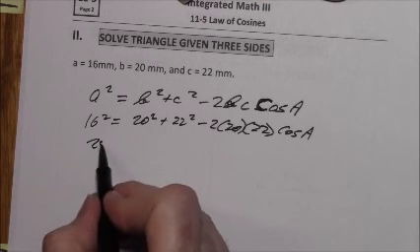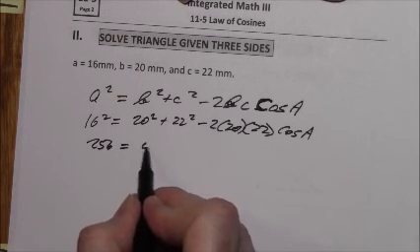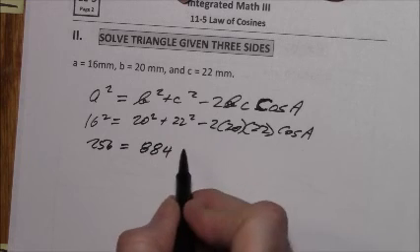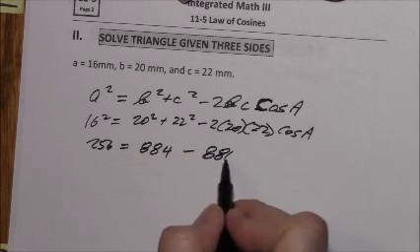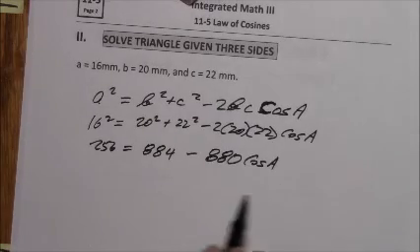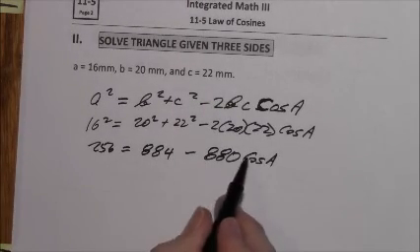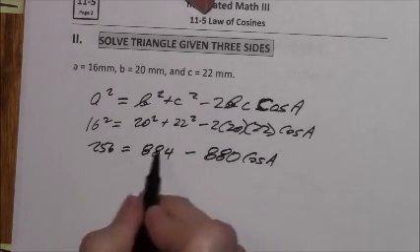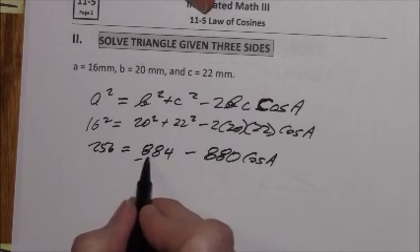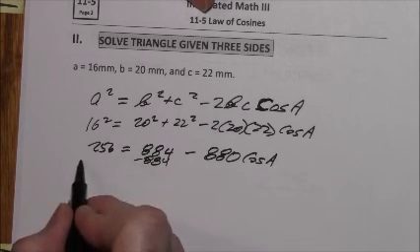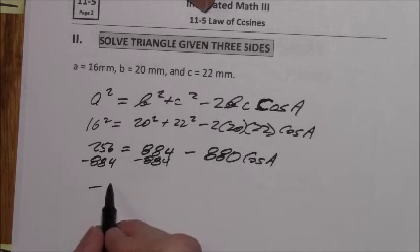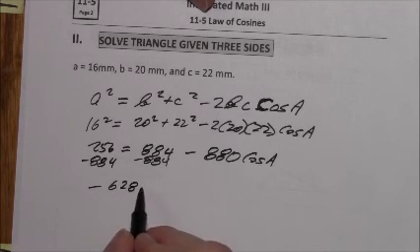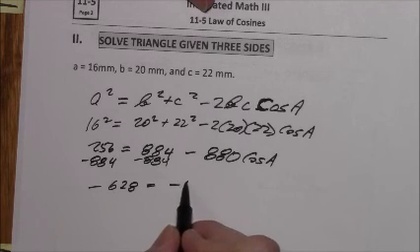So we get 256 is equal to 884 minus 880 cosine A. Again, avoid the temptation to do the subtraction. You have to multiply first, which actually means then subtract this from both sides. So we're going to subtract 884 from both sides, and we have negative 628 equals negative 880 cosine A.